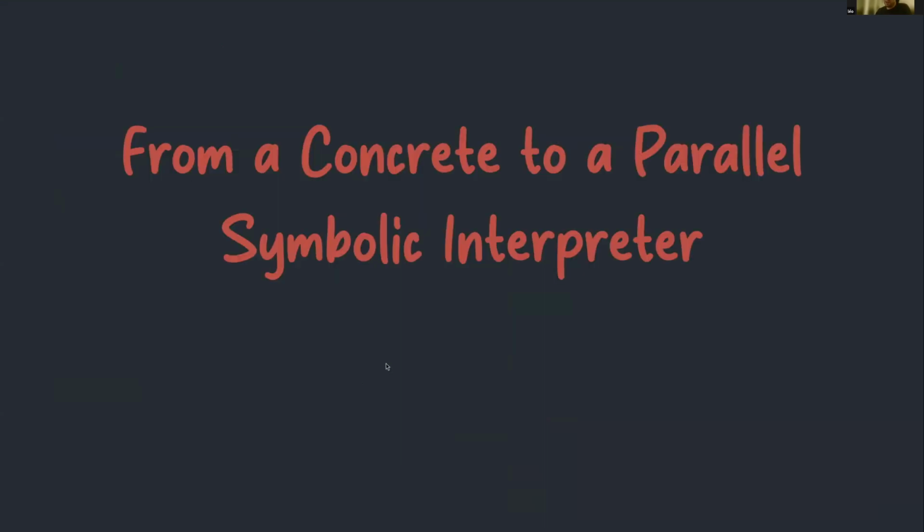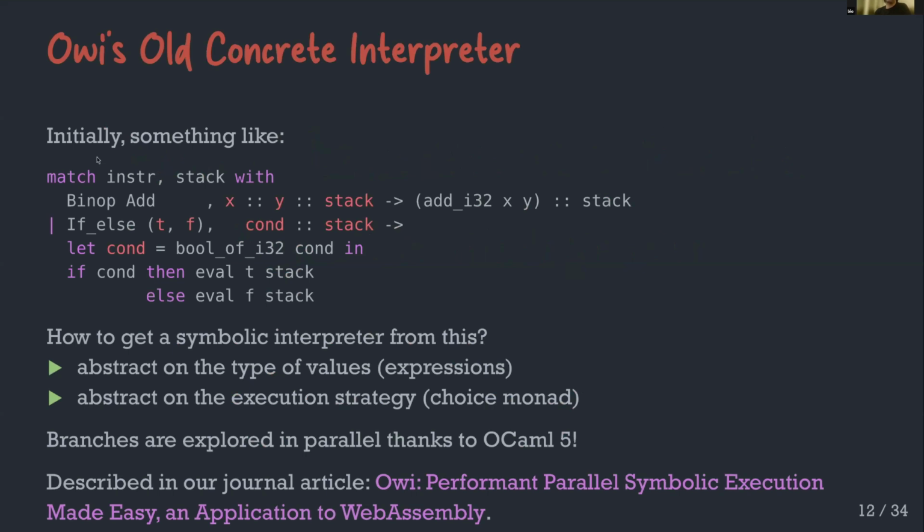So when I had this interpreter, I wanted to develop a symbolic one. So the question I was asking is, starting from a regular concrete interpreter like this, basically looking at the next instruction and at the stack. Here, for instance, if the instruction is an addition and we have two integers on the top of the stack, we simply add them and put the result back on the top of the stack.